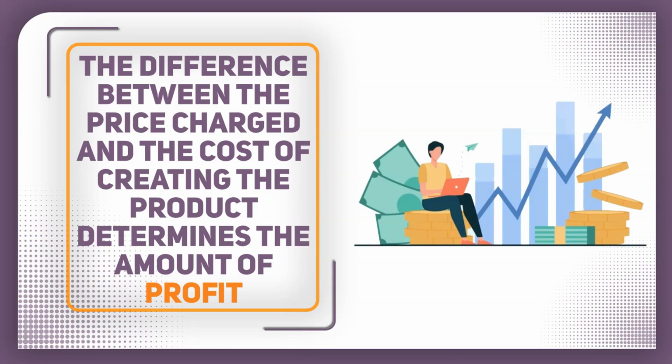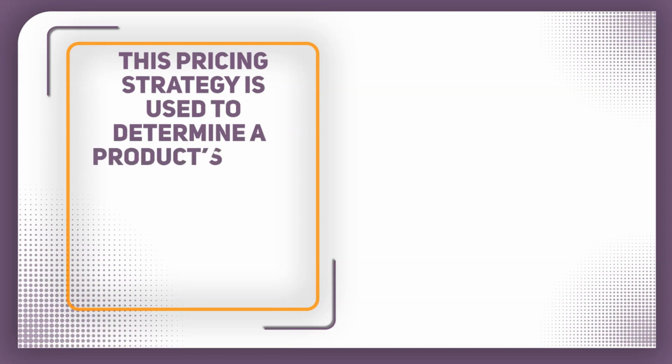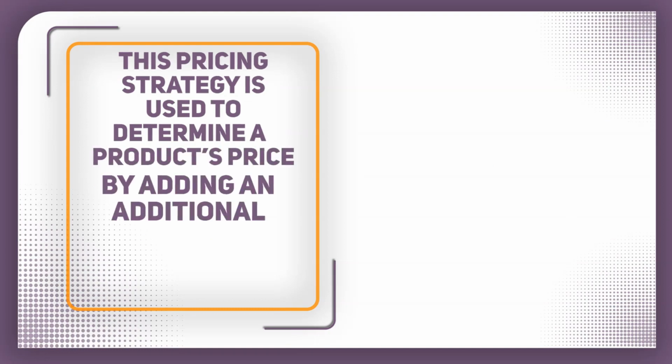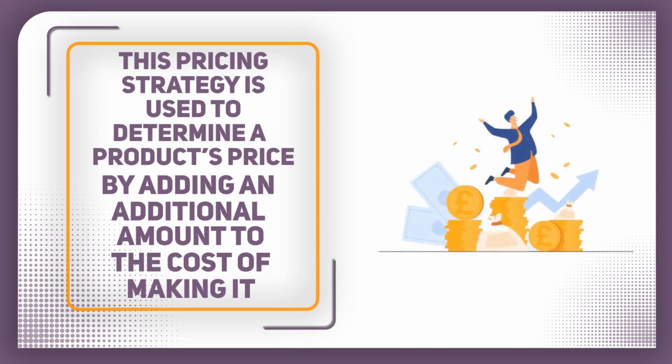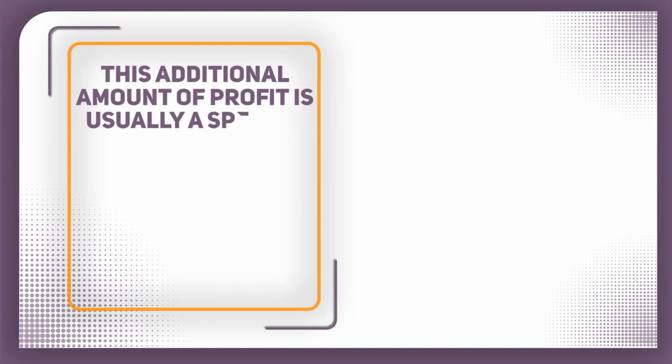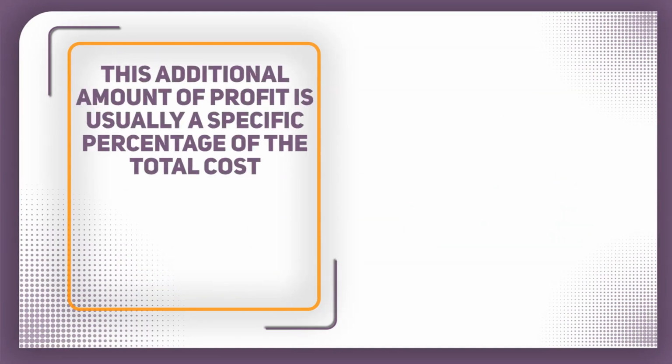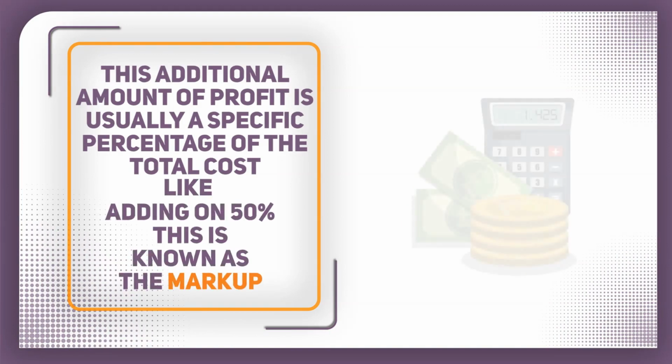Now that we understand these definitions, and by simply looking at the name of the strategy, cost plus pricing, it makes sense that the pricing strategy is used to determine a product's price by adding on an additional amount to the cost of making it. The additional amount added represents the profit you want to get for each product. This additional amount of profit is usually a specific percentage of the total cost, like adding on 50%. This is known as the markup.